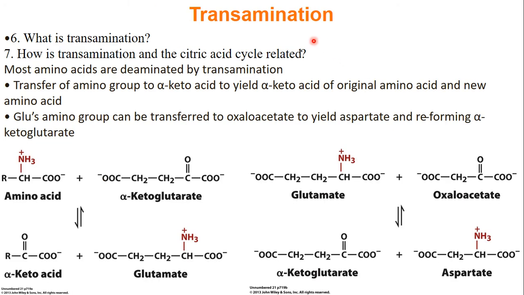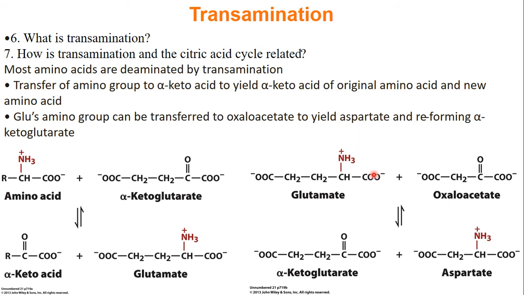What is transamination, and how is transamination related to the citric acid cycle? Transamination is simply moving the amino group of an amino acid to something else. For general amino acids, it's moving it to alpha-ketoglutarate to make glutamate and an alpha-keto acid. If you have glutamate, you can move that to oxaloacetate to make alpha-ketoglutarate back and aspartate. So it's the moving of that NH3 group.